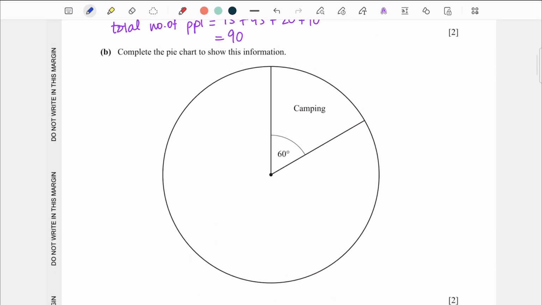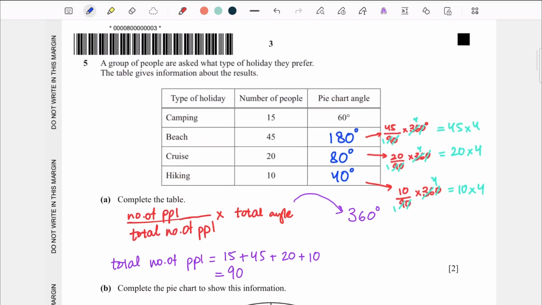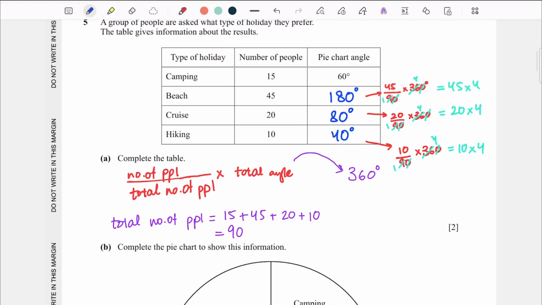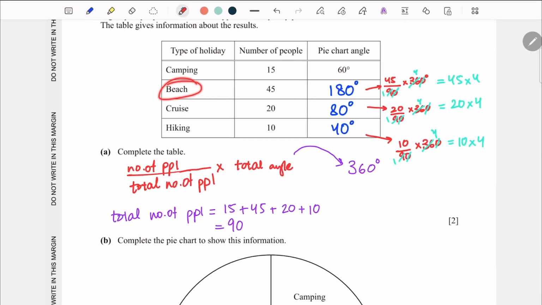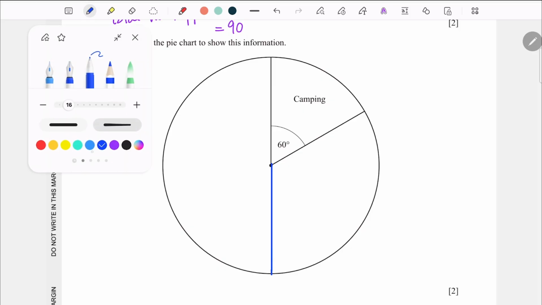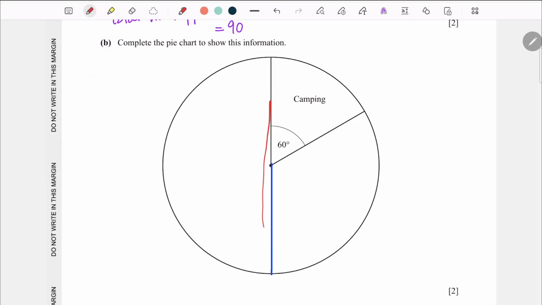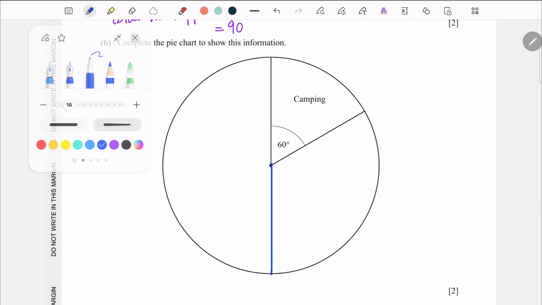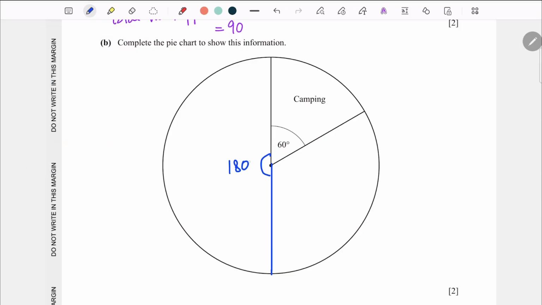In part B, complete the pie chart to show this information. So first of all, 60 is already plotted for us. I'm going to plot 180 degrees, which is for beach holiday. So for 180 degrees, I'll simply draw a straight line right here. I'll measure it using a protractor. The protractor will be placed right here, like this, and it'll measure 180 degrees. So I'm going to label it 180 degrees, and this is for beach.